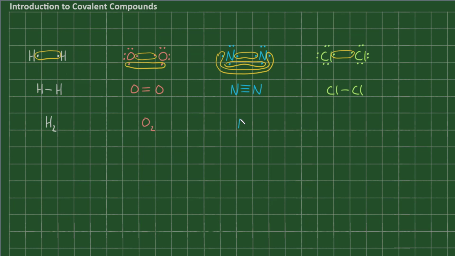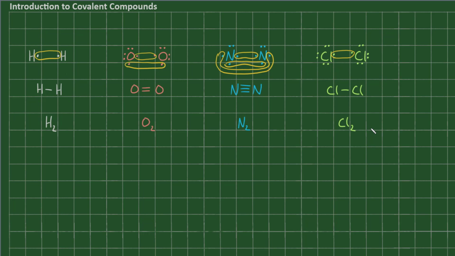Then we have 2 nitrogens, so it's going to be N2 with the 2 in the subscript. Again, this is now molecular nitrogen, a single molecule of nitrogen. Moving to the right again, we have 2 chlorines, so it's Cl and then 2 in subscript. And now we have molecular chlorine, a single molecule of chlorine. Keep in mind that each line between 2 atoms represents a sharing of 2 electrons.